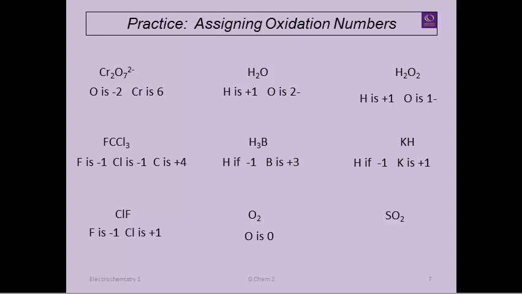And then last but not least, we put sulfur in with oxygen, and oxygen gets the priority, -2. The difference then would have to be sulfur at +4, and this is different than the polyatomic ion that we had looked at earlier with the sulfate. This is the covalent compound sulfur dioxide.